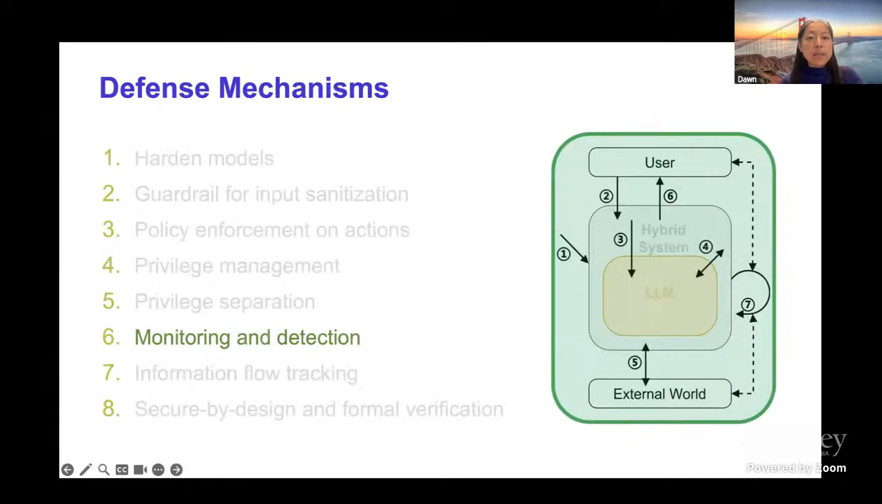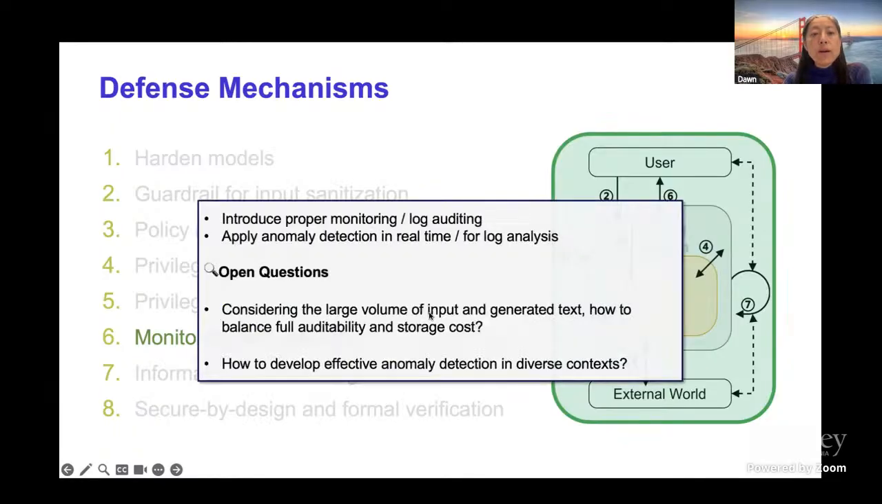So now let me move on to the next mechanism, monitoring and detection. Again, all these mechanisms can be used in conjunction as layered defense for defense in depth. Monitoring and detection essentially is about monitoring the system behaviors, including outputs, and applying, for example, anomaly detection. There are a number of open questions. We need to consider the large volume of inputs and generated text, how to balance full auditability and storage costs, and how to develop effective anomaly detection in diverse contexts.